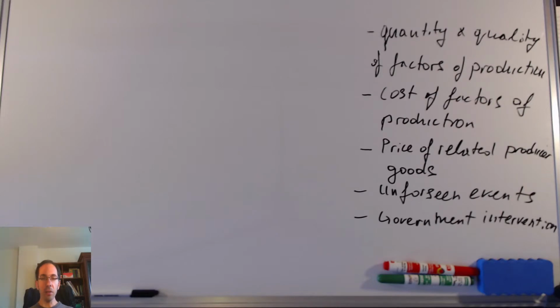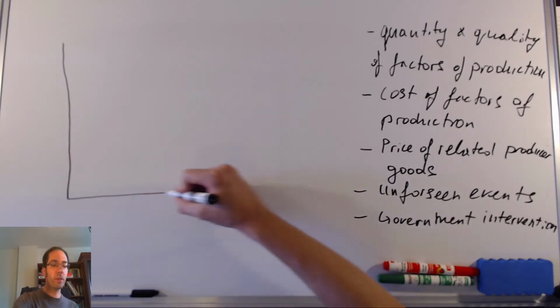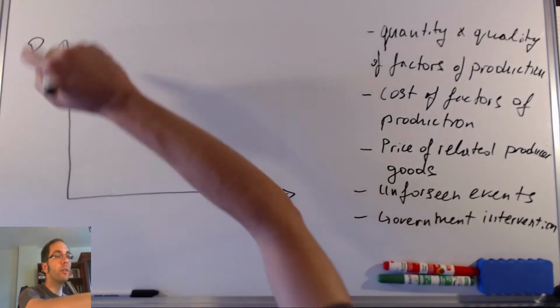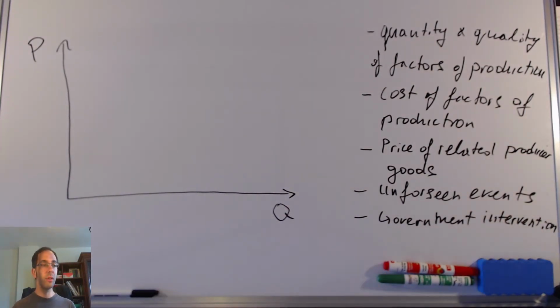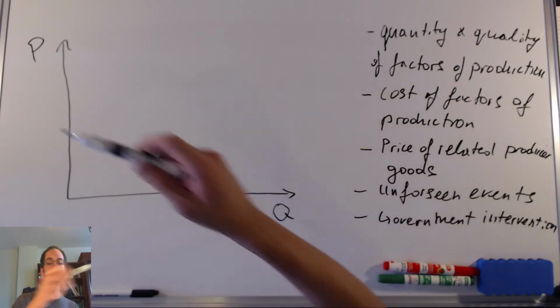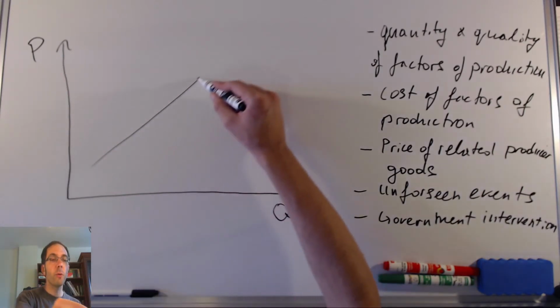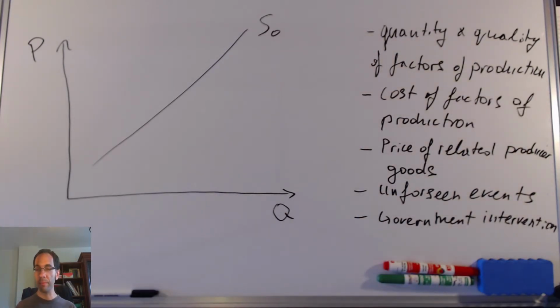Right, well, let's have a look and see what actually happens when we are changing these. So I'm going to draw over here my standard supply curve. I have the price on the vertical axis and the quantity on the horizontal axis, and my supply is an upward sloping line like this. This is S0, my starting supply.